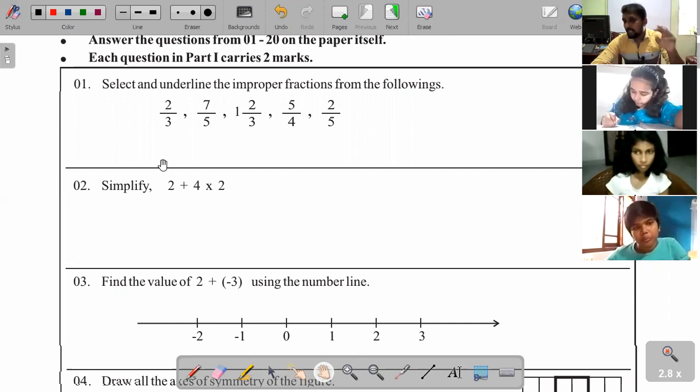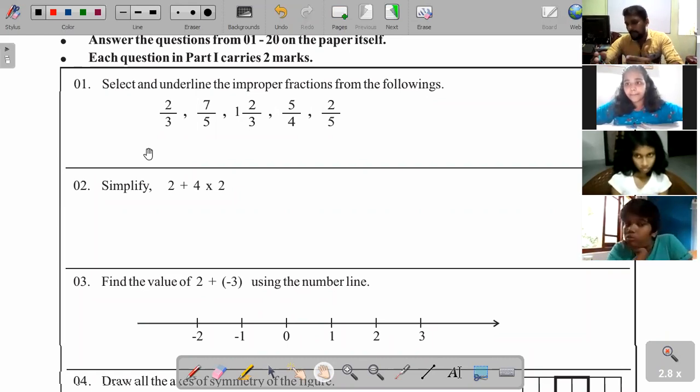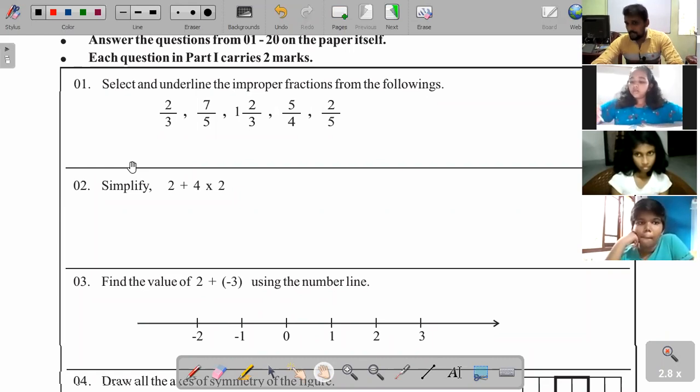Proper fractions mean if the numerator is less than the denominator, we call it a proper fraction. Improper fractions mean what? If the numerator is greater than the denominator, we call it an improper fraction. A mixed fraction contains a whole number and a fraction part. We call it mixed numbers. Okay, now what is the answer?